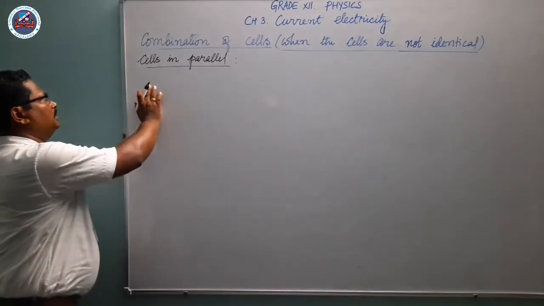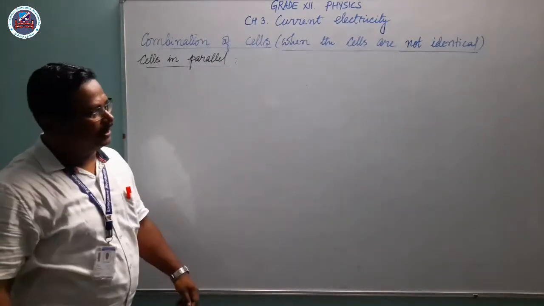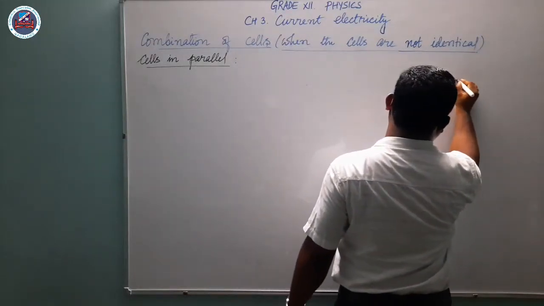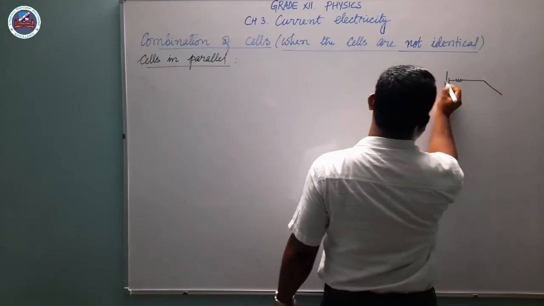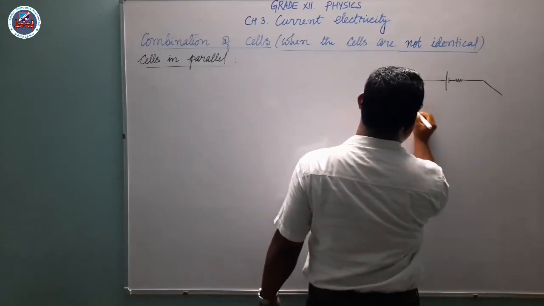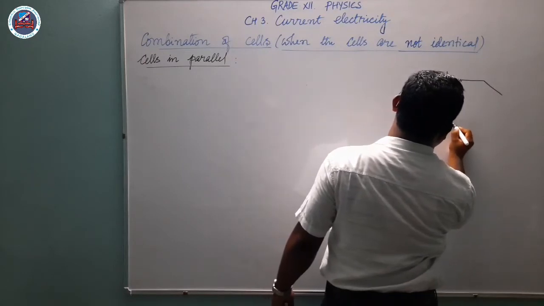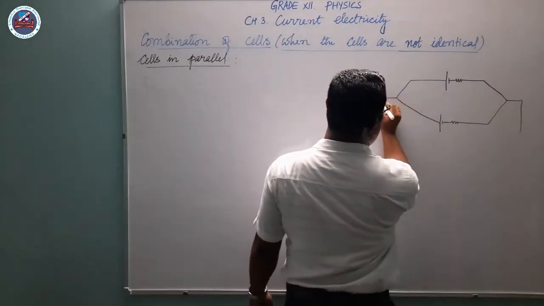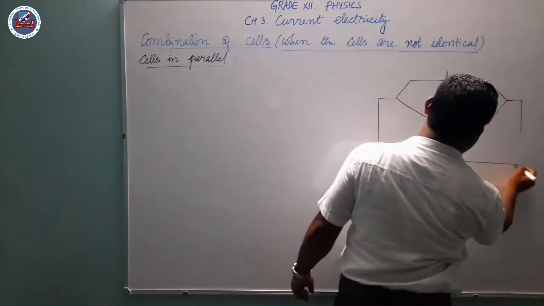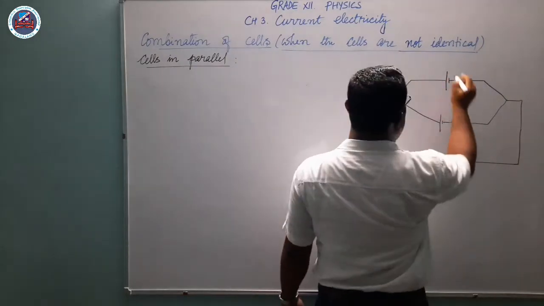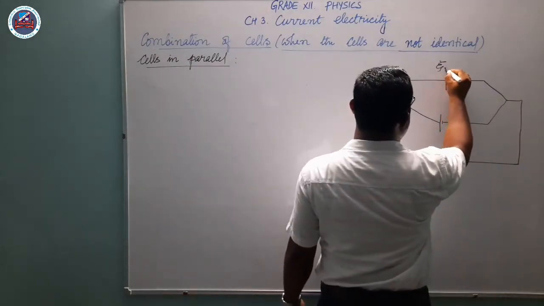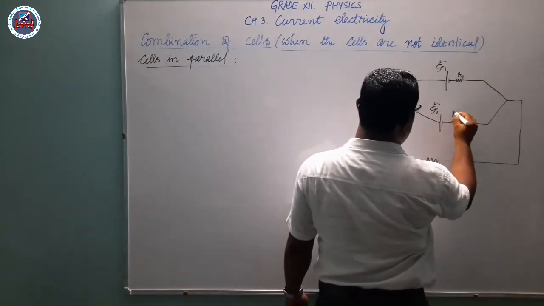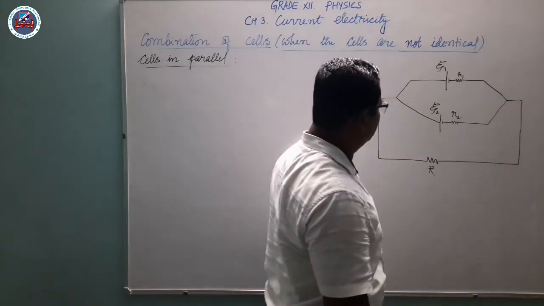Now let us discuss the cells in parallel. If the cells are in parallel with different EMF and different internal resistance, then what will be the case? Let us see. This is your external resistance R, the EMF of the first cell E1, EMF of the second cell E2. This is internal resistance R1 of the first cell. R2 is the internal resistance of the second cell.